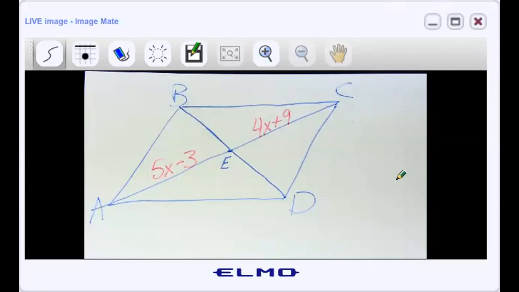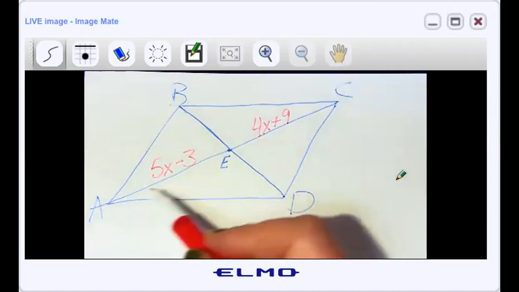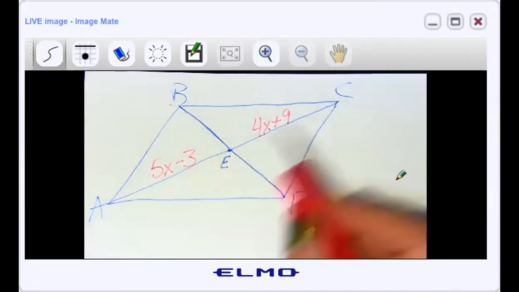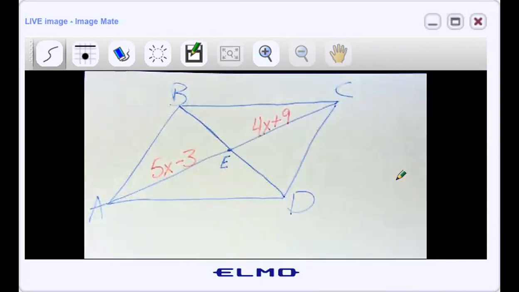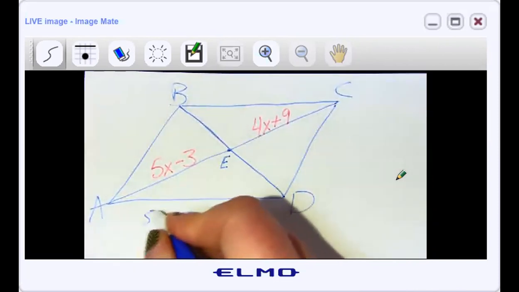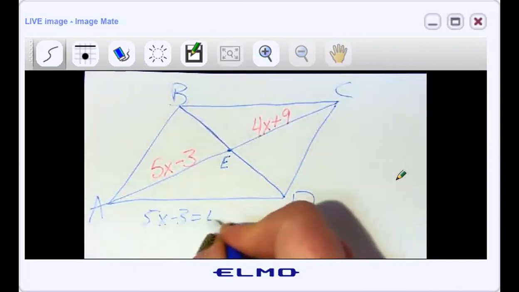So remember the deal with the diagonals. Yes, they bisect each other. So that just means that these two pieces have to be equal. AE and EC are equal to each other. So this one's a pretty easy equation. I'm just going to literally write 5x minus 3 equals 4x plus 9. And then I solve from there.